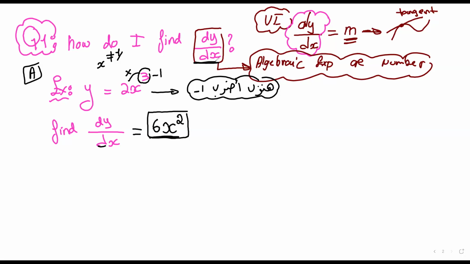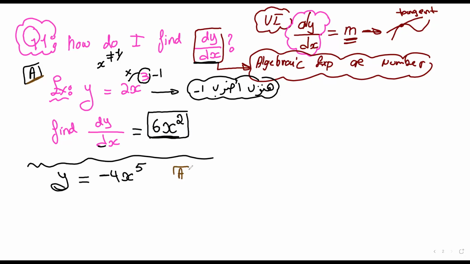Let's take another example. The examiner says the equation of the curve is y equals, for example, negative 4x power 5. Now this is an equation of a curve. How do I know for a fact? Because the power of x is not 1. What is case A? Case A, we say it again: the power of x is not 1. I am not saying greater than 1, I am saying not 1, that's all.